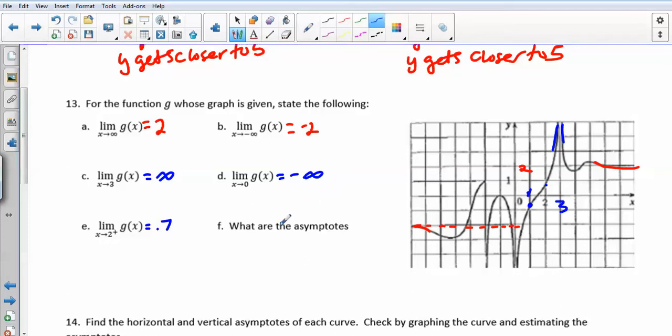Alright, and the last question says, what are the asymptotes? So you can see that you have vertical asymptotes here and here and also here. So the vertical asymptotes are going to be at x equals negative 2, x equals 0, and x equals 3. And you have horizontal asymptotes at y equals negative 2 and at y equals positive 2.